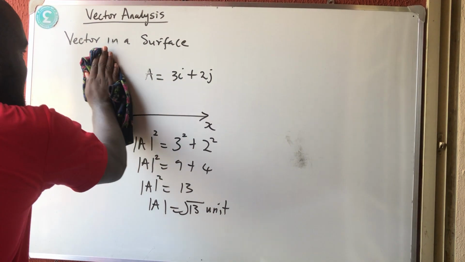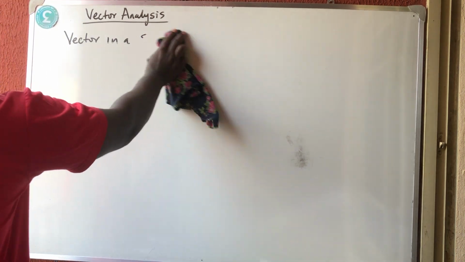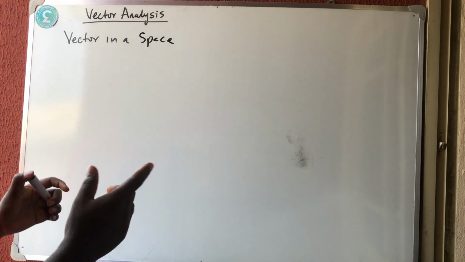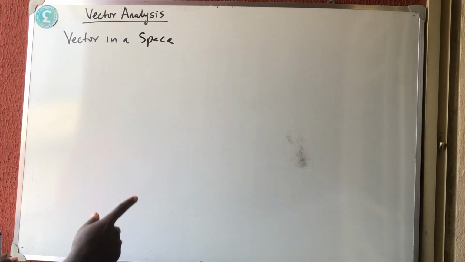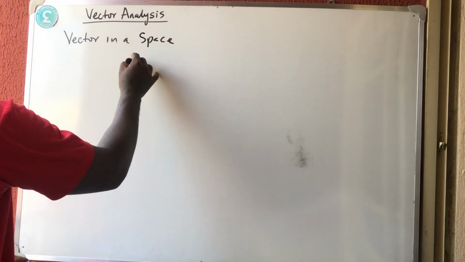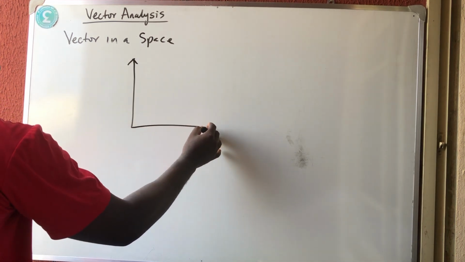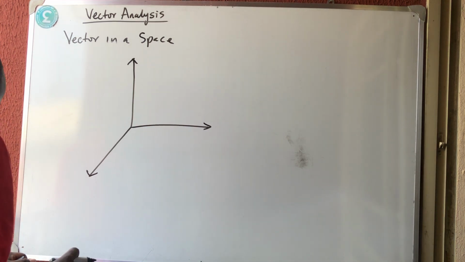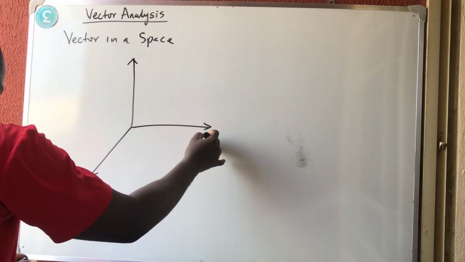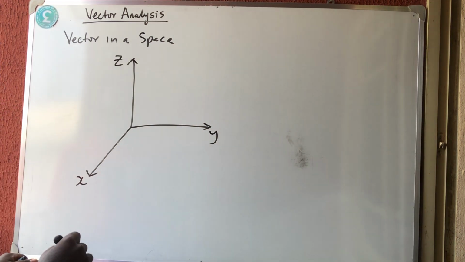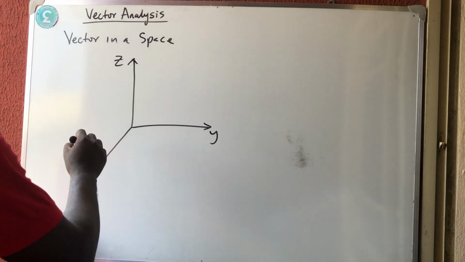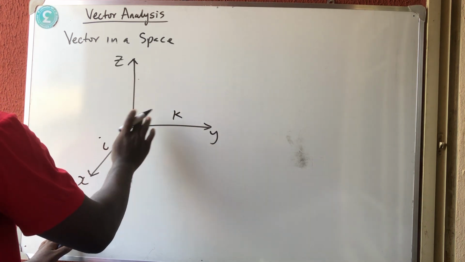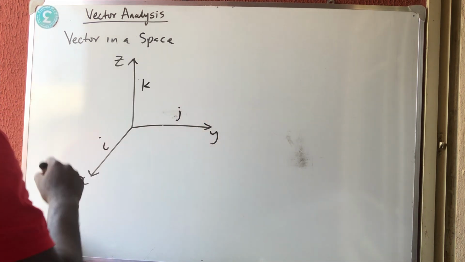Now the next one we're going to look at is a vector in a space. If we have a vector in a space, that is when we have the three components. That vector has three components: x, y, and z axis. So we're having x, y, and z. Now don't forget that we represent x as i, y as j, and z as k.